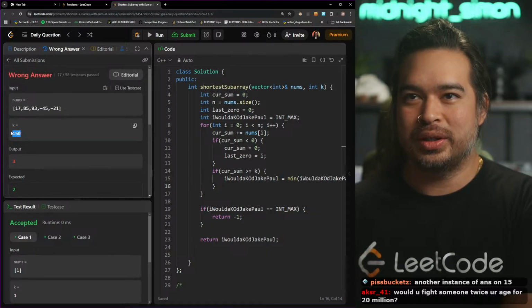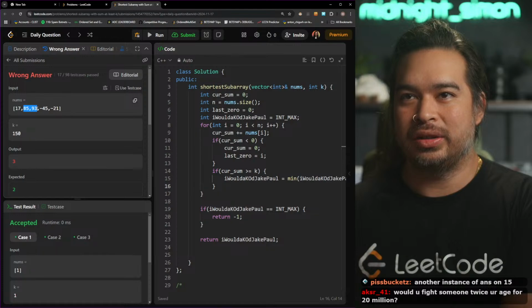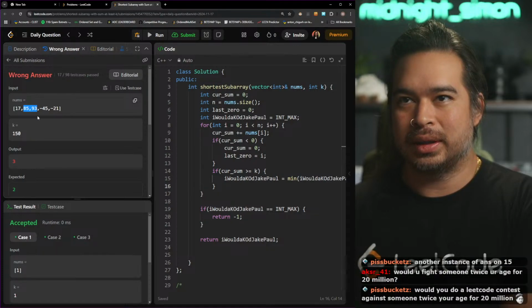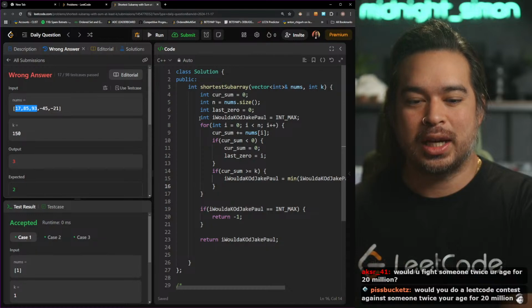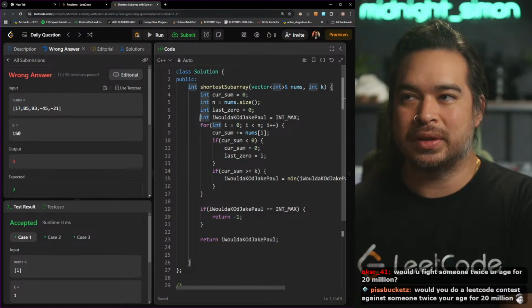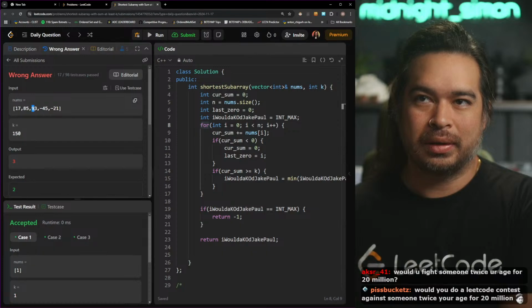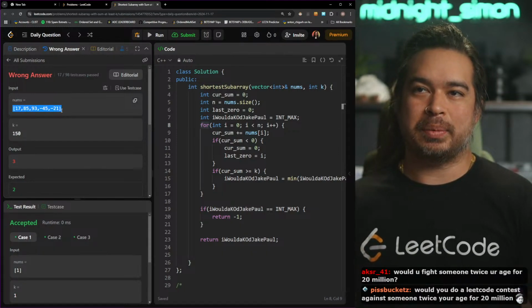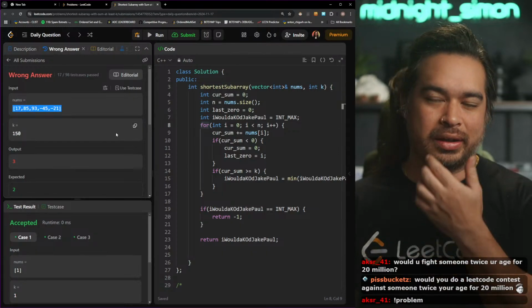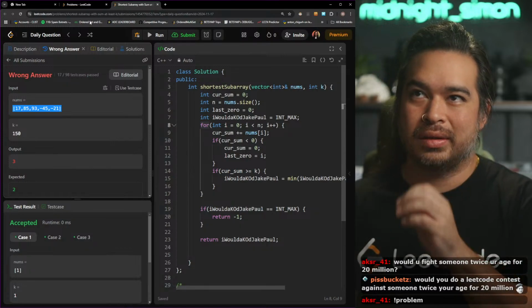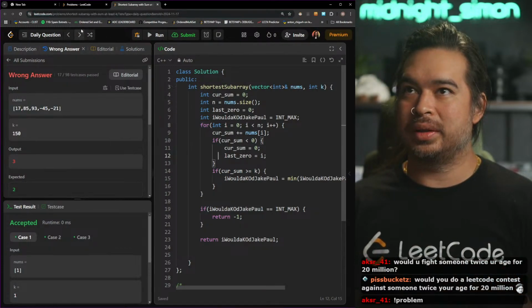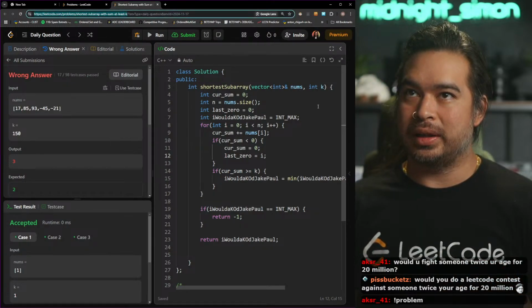Alright, so they're saying 150. I'm saying it's 3, but it's clearly 2. So I'm thinking if we did this and some type of prefix sums, well, all right, let me analyze this part a little bit. This is the daily problem. I'll link it.